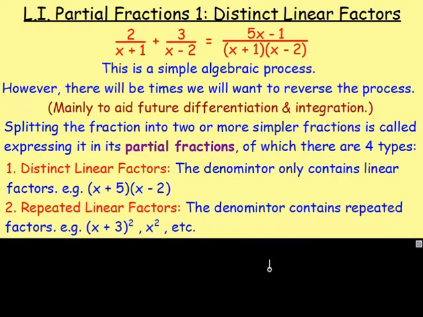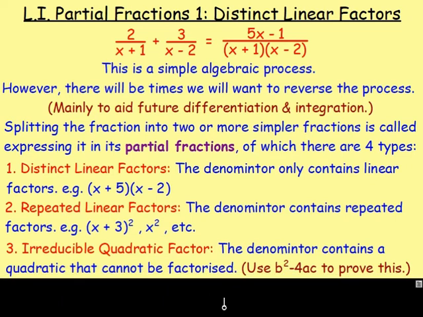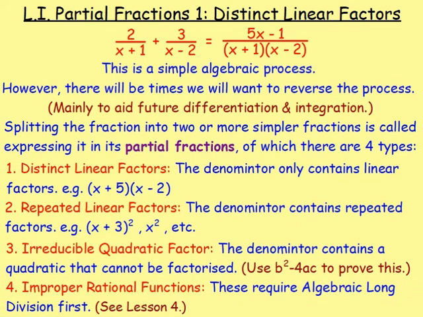In the next lesson we will look at repeated linear factors. This is when the denominator contains repeated factors such as (x plus 3) all squared. In other words, an (x plus 3) and another (x plus 3). Or an x squared, an x times x. We've also got irreducible quadratic factors. This is when the denominator contains a quadratic that cannot be factorised. And we'd use b squared minus 4ac to prove this. And the last type is an improper rational function. And that requires algebraic long division first, which we'll look at in lesson 4. But let's start with lesson 1, which is distinct linear factors.